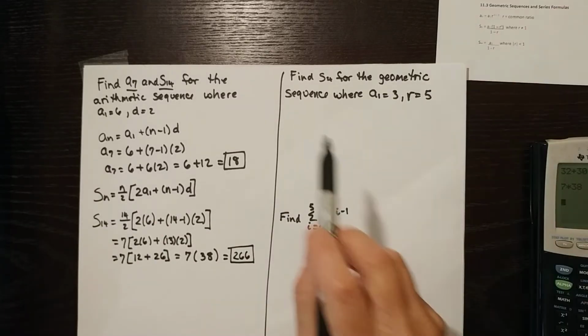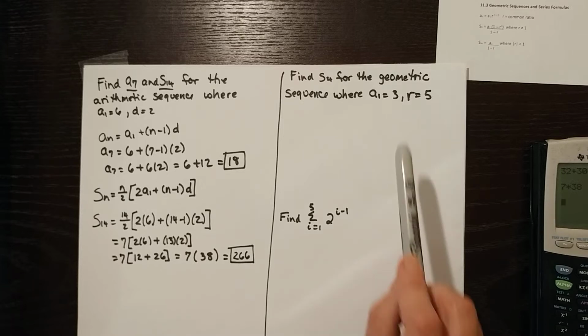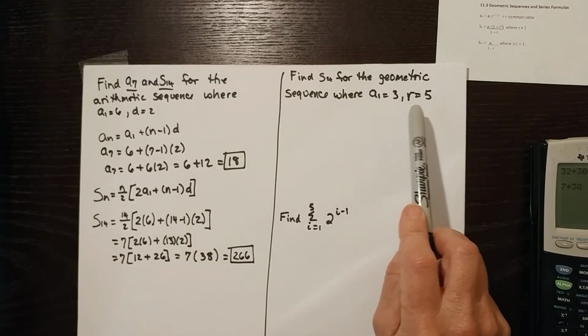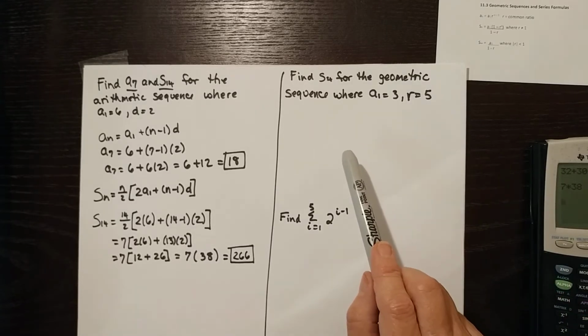Okay, over here, now let's do these problems. These are for geometric sequences. So it says, find s sub 4, the first 4 terms of the geometric sequence added up. That's what s sub 4 means. Find s sub 4 for the geometric sequence where a sub 1 is 3, the first term is 3, and r is 5, or the common ratio is 5. So geometric sequences are where each new term is formed by multiplying by the common ratio to get the next term. So a sub 1 is 3, a sub 2 would be 3 times 5, which would be 15. And then a sub 3 would be a sub 2 times 5.